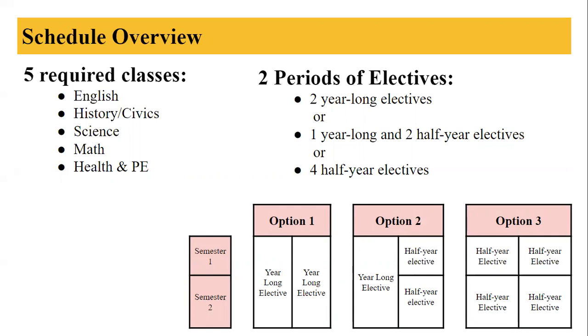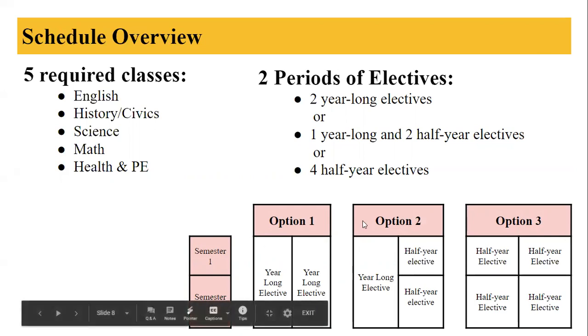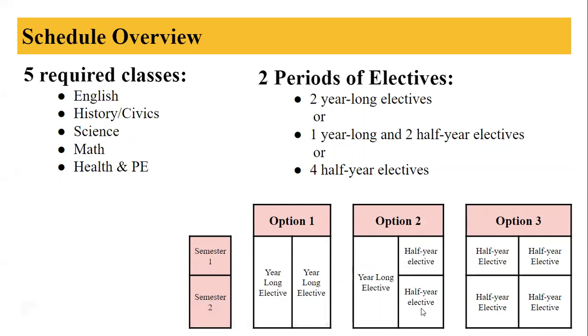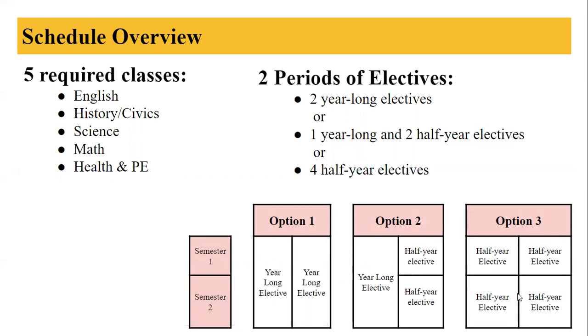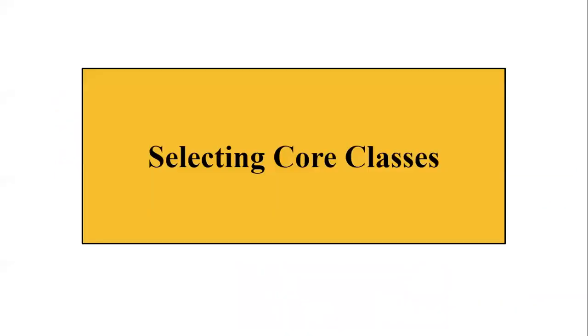You can take 2 year-long electives, as shown here. You can take 1 year long and 2 half-year electives, as shown here. Or you can take 4 half-year electives if you are not interested in any of the year-long options. So first, we're going to talk about those core classes.